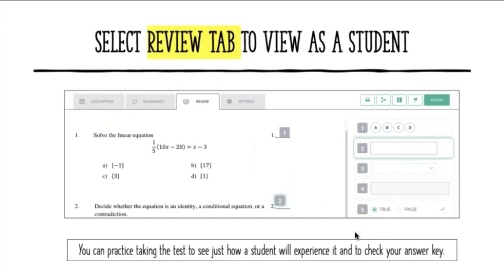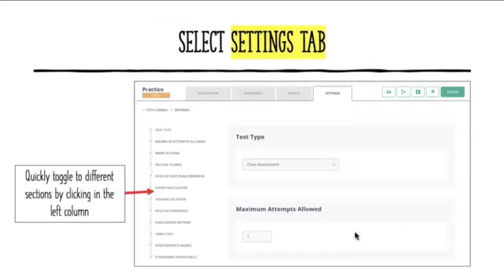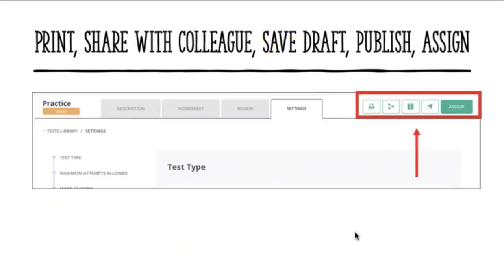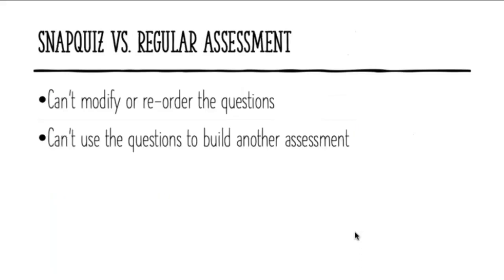So then you want to click the review tab and you can view it as a student. This is what it looks like for them. You can see how number 2 has a little glow around it. I clicked on it and look, number 2 over here is glowing. So again, if the kid's confused, it's alerting them that answer choice goes right there. And you can have the kid practice it. Then you've got your settings tab. Some of what I talked about before isn't relevant to Snap Quiz, but it's all there, like calculator and so on. And then you've got the same thing here like we did before where I can print it, share it with a colleague, save it, or assign it.